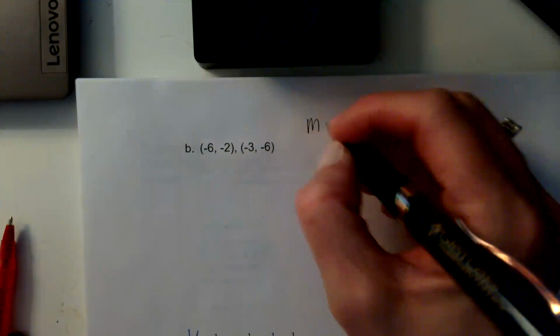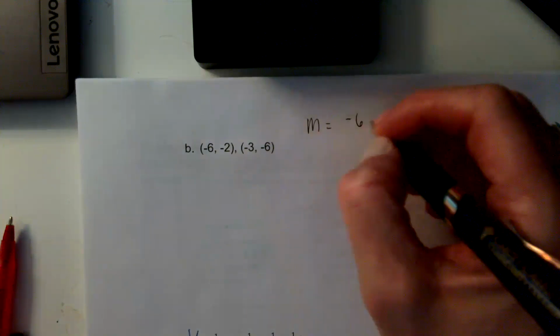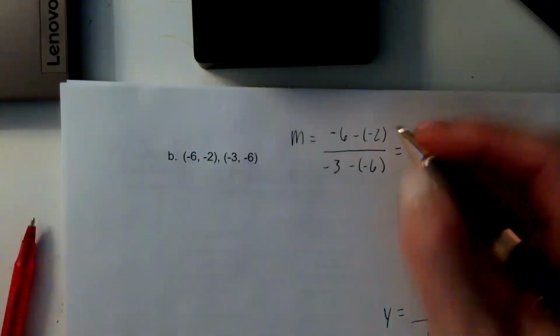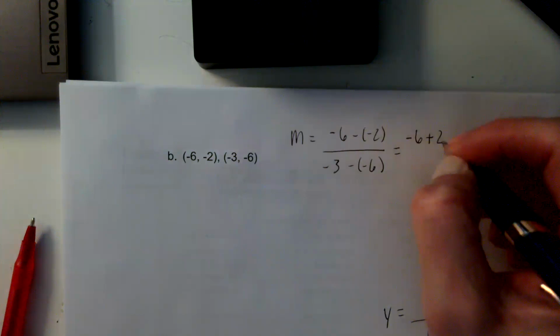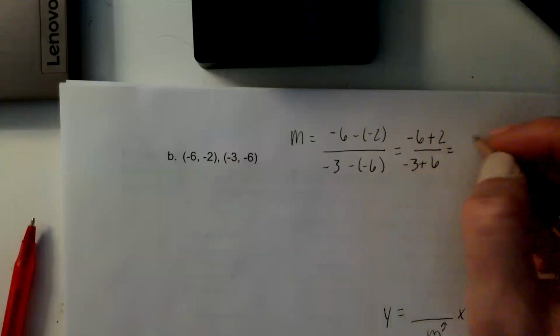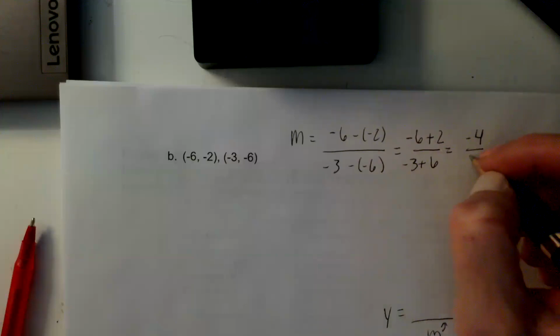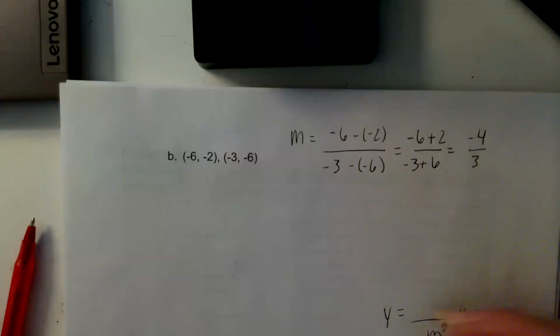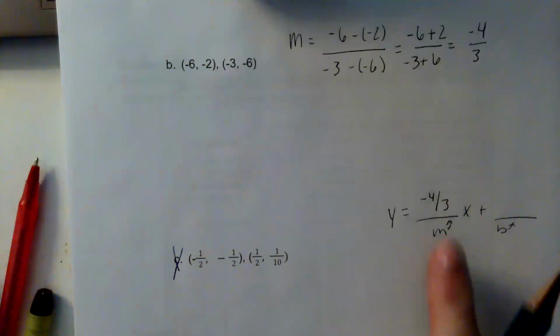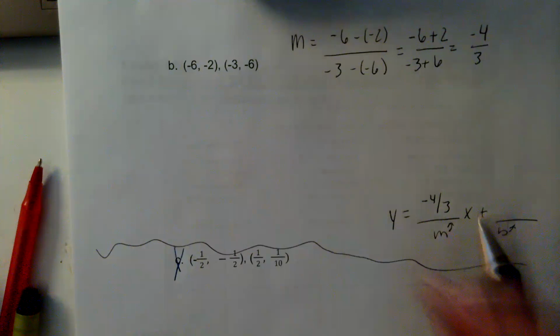So my slope first is -6 subtracting -2 over -3 subtracting -6. So we have -6 plus 2 over -3 plus 6. So -4 over 3 is my slope. -4/3 goes right here in my puzzle.